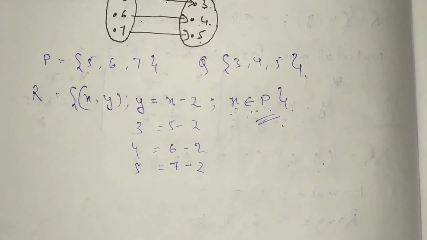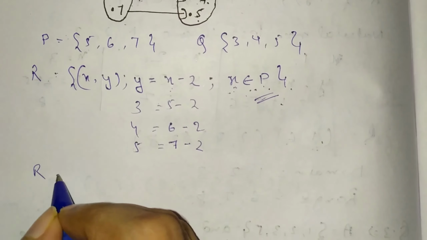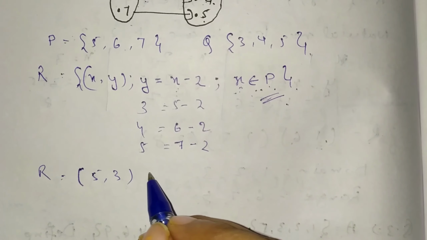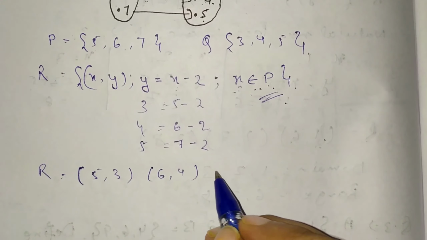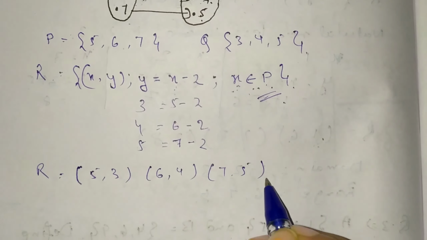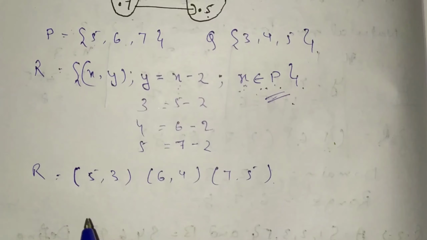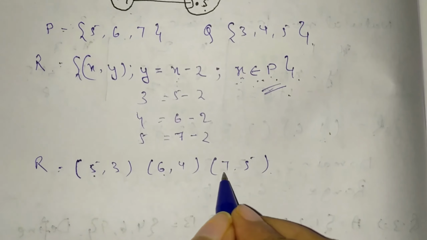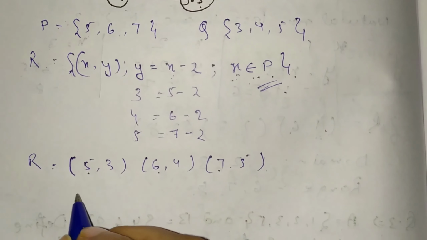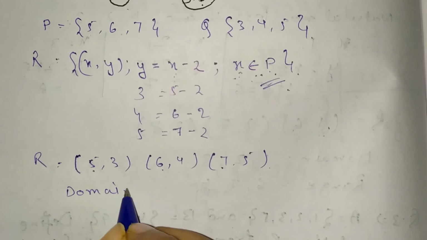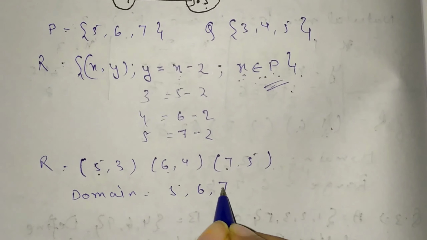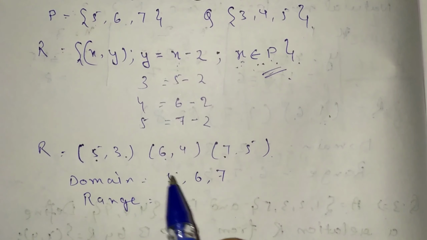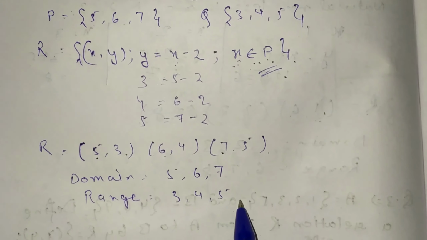Now let's write this relation in roster form. So accordingly we have 5, 3, 6, 4, 7, 5. Now, what is domain and what is range? We know the first value of every relation is called domain. So here domain is 5, 6 and 7, and range is the second value of any relation, that is 3, 4, 5 in this case.